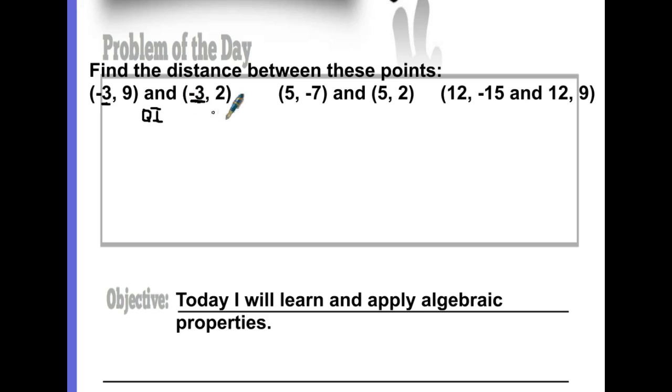If both of my points are in the same quadrant, I'm going to subtract. So 9 subtract 2, or the absolute value of 9. Since these are both positive, it's not crucial that I put the absolute value, but that is what we want to use. The absolute value of 9, subtract the absolute value of 2. 9 subtract 2 is 7. So the distance is 7 spaces.